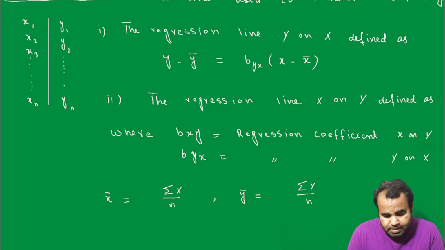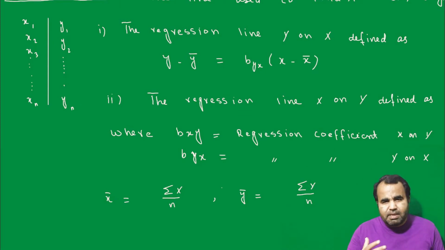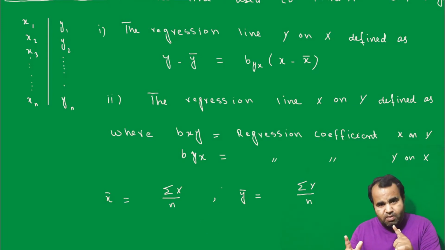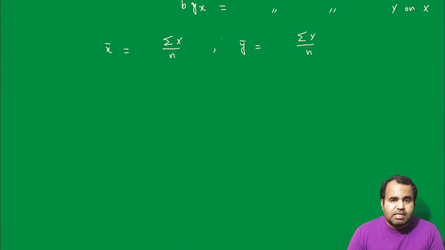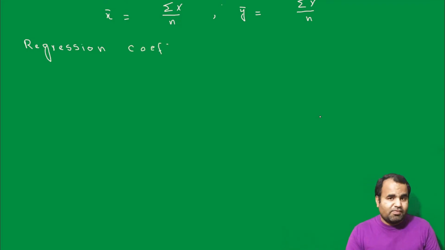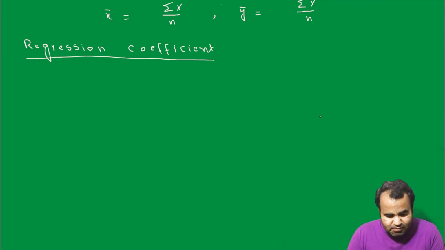After defining the regression line y on x and the regression line x on y, as we have already explained, bxy and byx are the regression coefficients of x on y and y on x respectively. Let me move a little further to understand the phenomena of regression lines. In this chapter of regression analysis, you will understand the regression lines and regression coefficients. Now we are talking about the regression coefficients. What are the regression coefficients? We will define them over here.